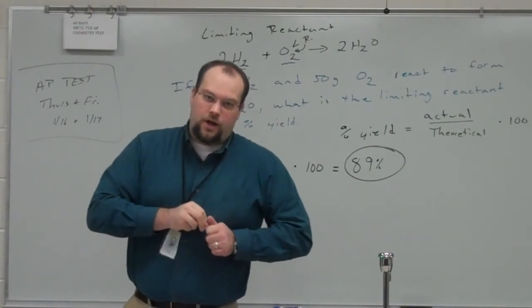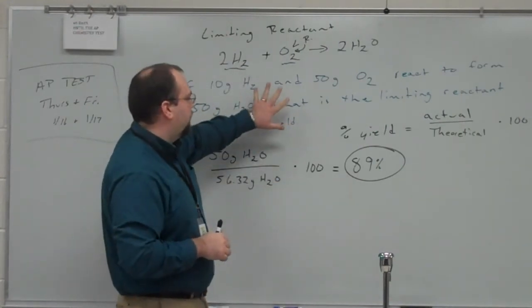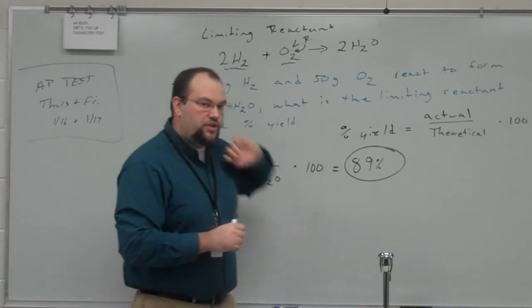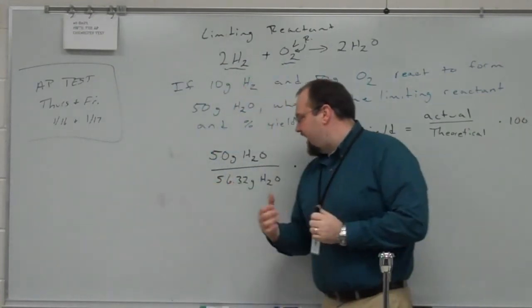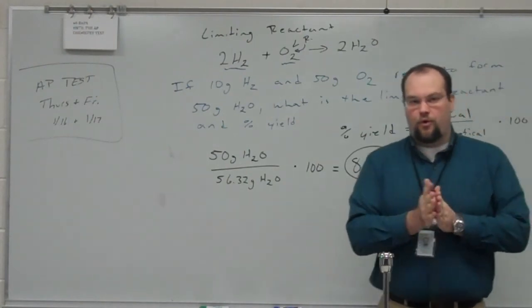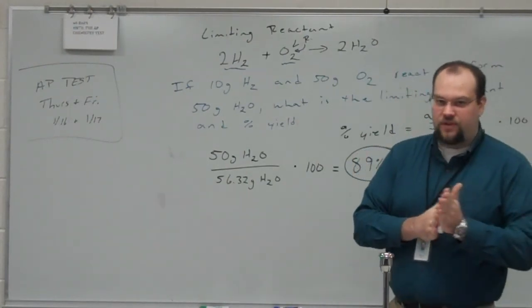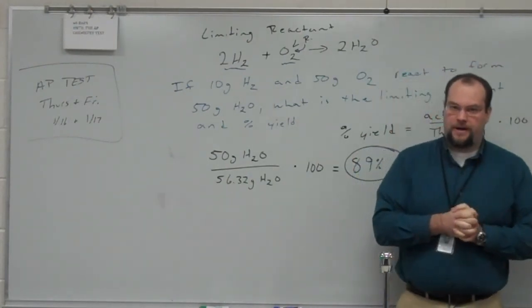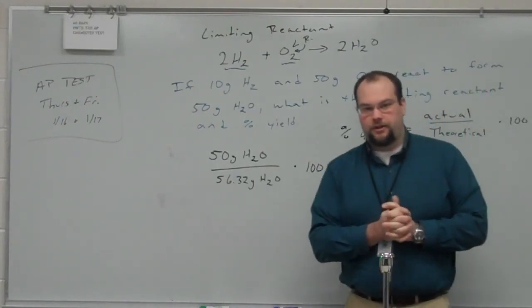All right, hopefully this helped out. You figured out how to do limiting reactants. You were able to figure out which one of the reactants would run out first, as well as figuring out exactly how much formed, or my percent yield, how much of the theoretical formed and the percentage formed of that. All right, I hope this helped clear some things up.